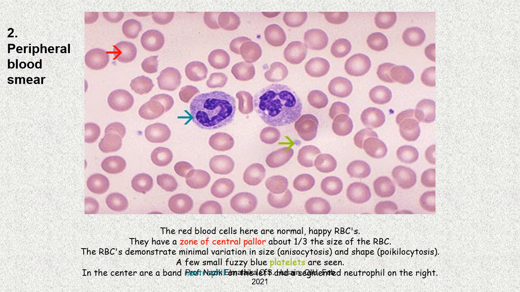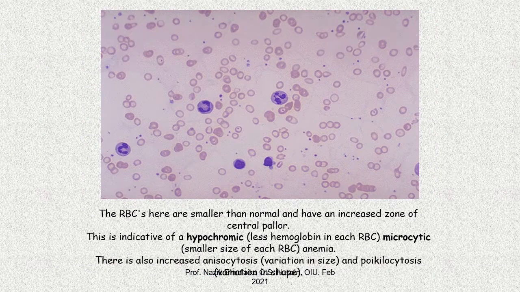These are the leukocytes. This is the band neutrophil and this is the segmented neutrophil. And these are the platelets. They are very small. This peripheral blood film is abnormal. The red blood cells are slightly decreased in size and have a paler center larger than 1/3 of its size. This is iron deficiency anemia.